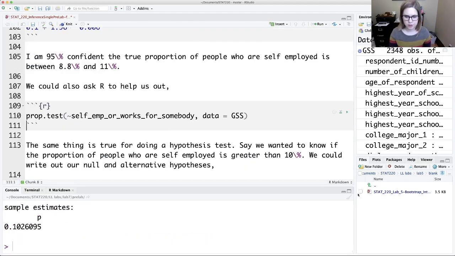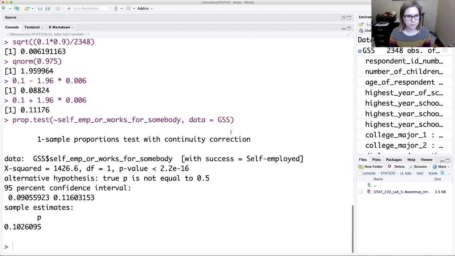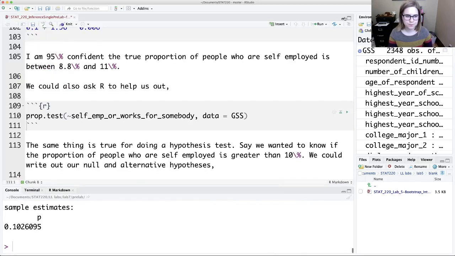If I control enter, I'm going to get a bunch of stuff actually. So right now, what we want to focus on is this 95% confidence interval. And so this is the one that R computed. It's a little bit different. You know, I did some rounding up here, but it's essentially the same. So from 9% to 11.6%. So that would be our confidence interval.